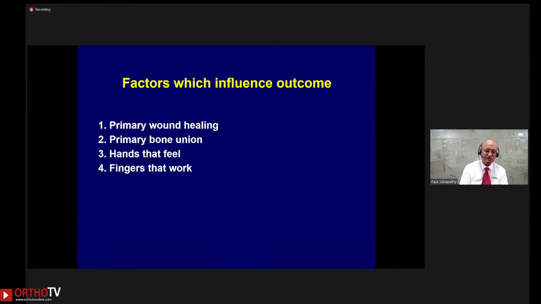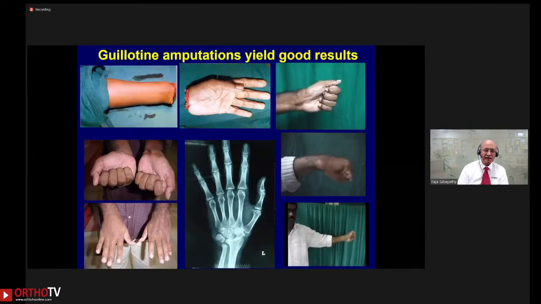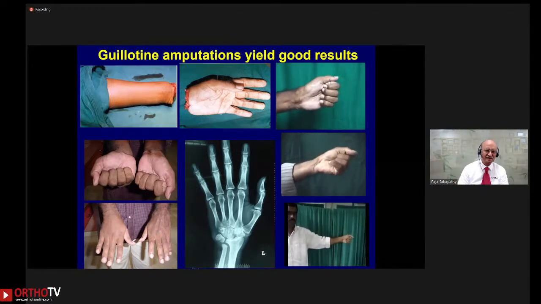These four factors must be at the back of your mind any time you start: primary wound healing, primary bone union, hands that feel, and fingers that work. When you start itself, you must start doing this. Guillotine amputations yield good results. They're just proximal to the wrist. We have done a proximal osteotomy, more than 25 years ago. We have done this chap. This is a guillotine amputation. It's so easy to get a good result.